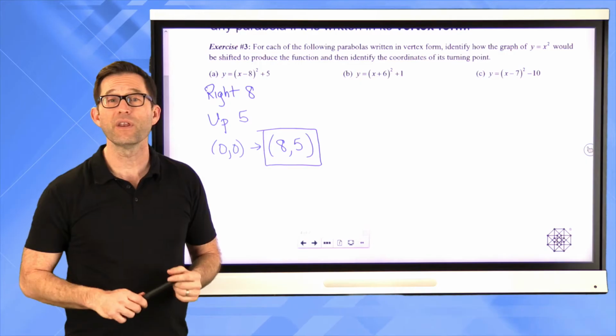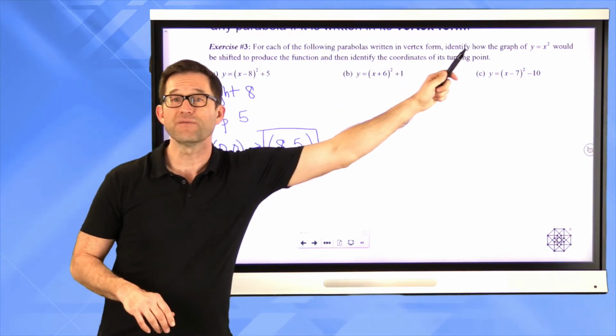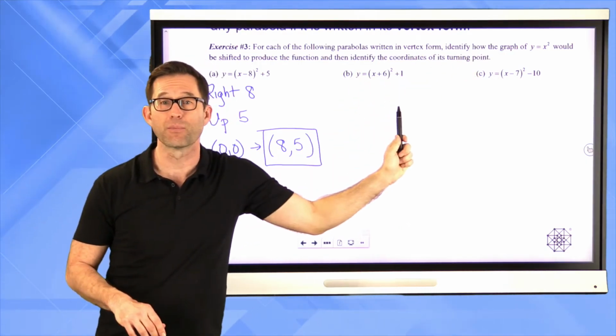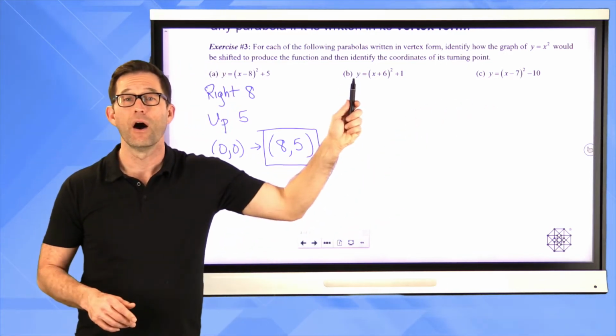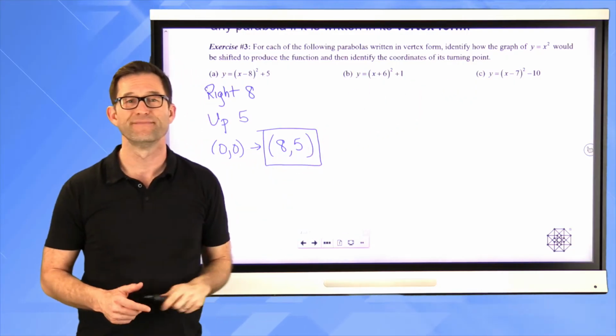All right, pause the video now. Describe again the shifts that would have to occur to the parent function to produce each of these, and then use those shifts to determine where the turning points of both of these parabolas are.